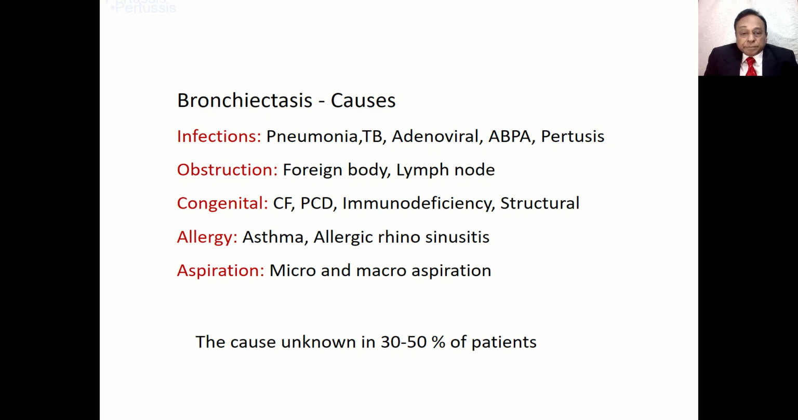And aspiration, this is one thing we have to remember, particularly in older age or in a neurologically impaired child, who may have recurrent aspiration that causes damage. In spite of doing all the investigations for infection, obstruction, congenital causes, in 30 to 50% we are not able to establish the cause of the bronchiectasis.